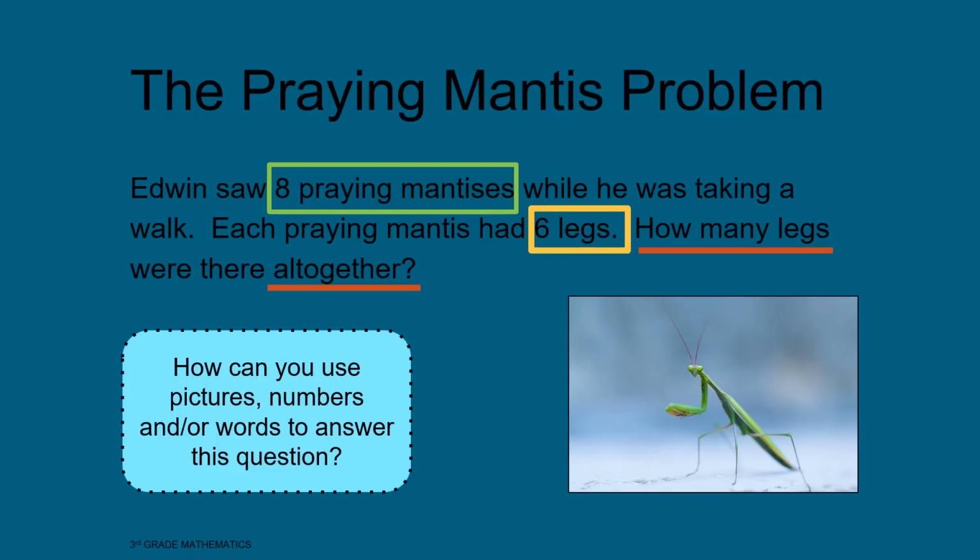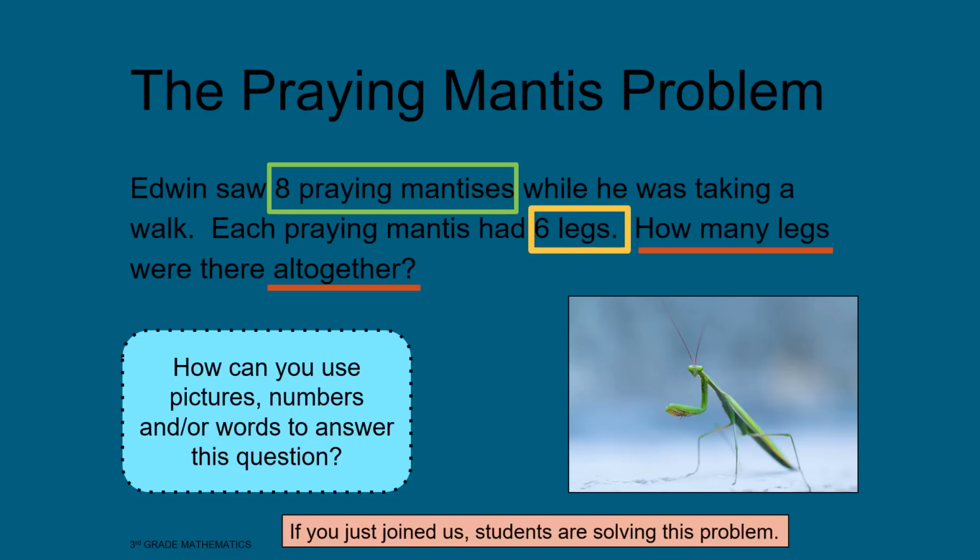Now I will give you some time to solve the problem. This is where you can practice being a creative and critical thinker as a mathematician as you consider how to solve this problem. You can also practice communicating as a mathematician as you think about how you can use objects, pictures, or numbers to answer this question.